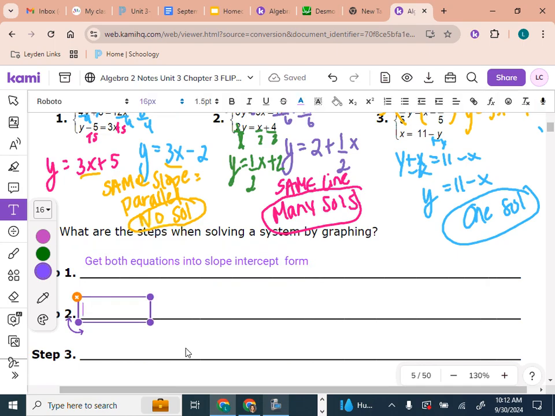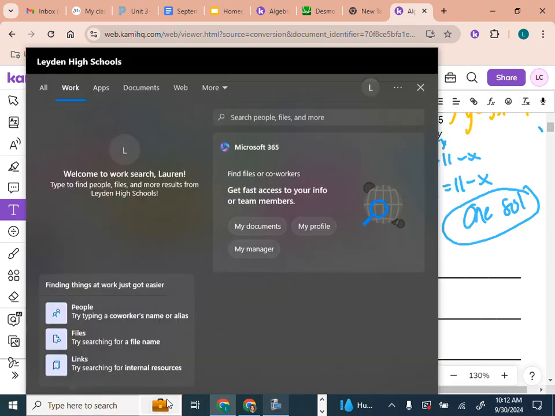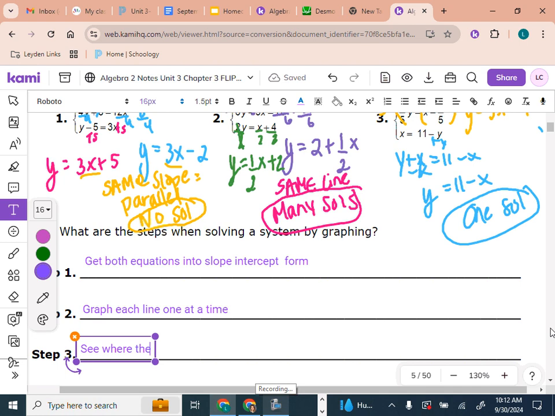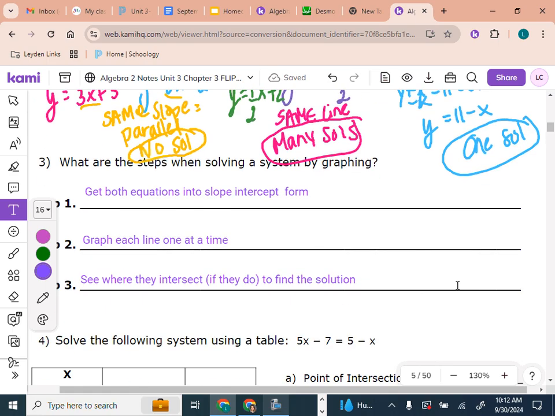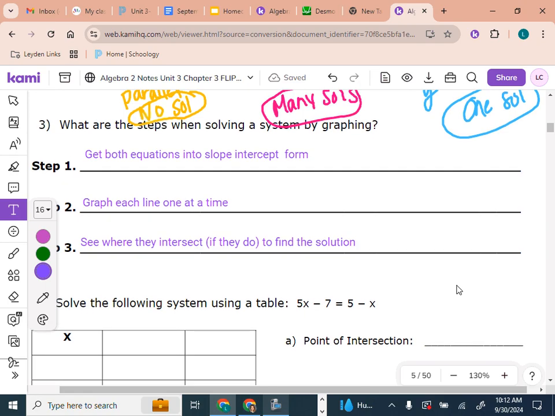Now, if you prefer to graph in standard form, you can do that as well. You just don't get as much information about them. Then you're going to graph each separately. Graph each line one at a time. And then you're going to see where they intersect, to find the solution. Give you guys a minute to get that down, and then you're also going to need Desmos.